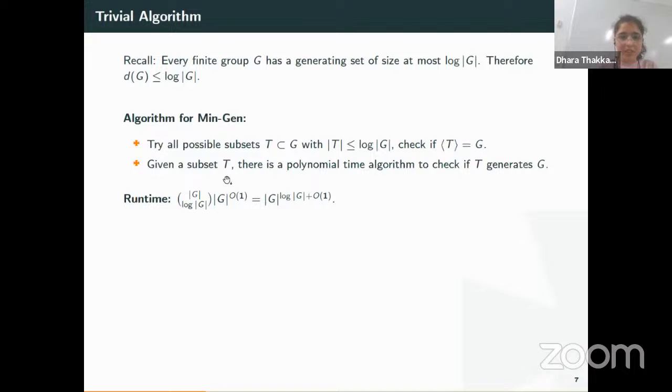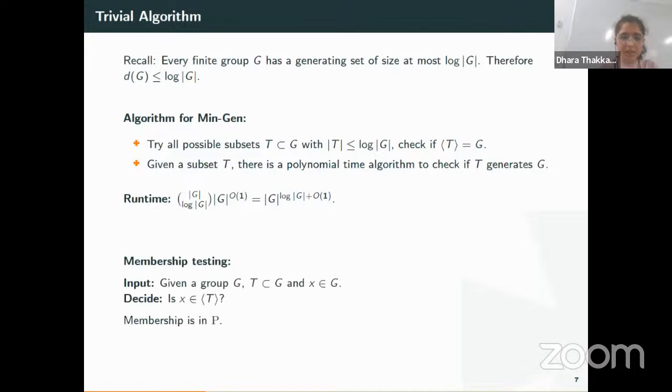Now let us see how we can do this second step in polynomial time. There is a problem known as membership testing, where we are given a group G, a subset T of G, and an element x in G, and we ask whether x is in the group generated by T or not.